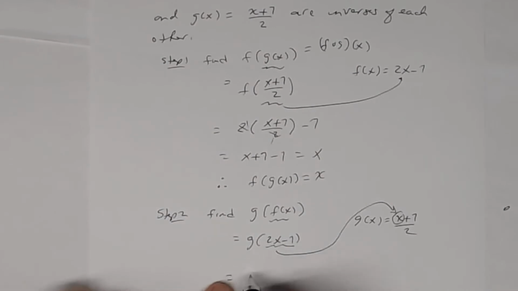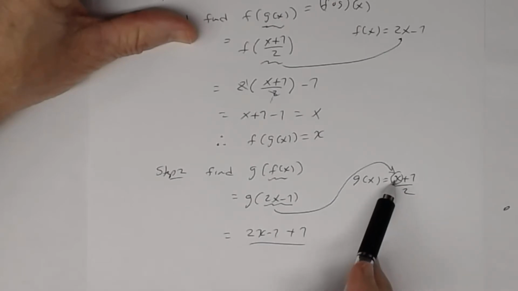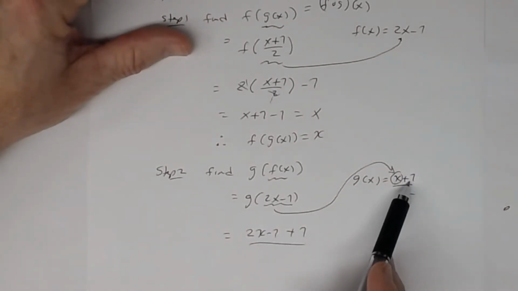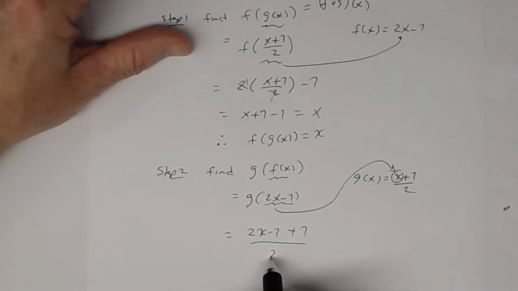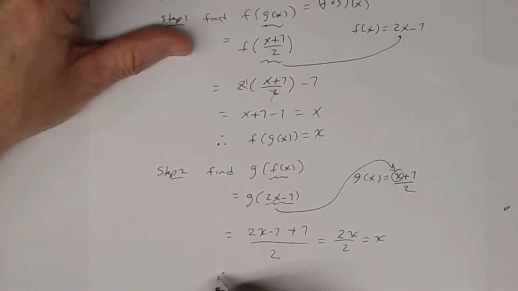So this becomes (2x minus 7 plus this 7). So remember this is x right here, right? So this right here, I substitute to x. And then this plus 7 is this plus 7, and then divided by 2. Combining like terms, a negative 7 plus 7 is 0, so you get 2x divided by 2, which is x. So therefore, g of f of x is equal to x.